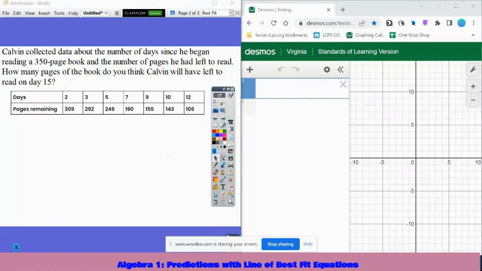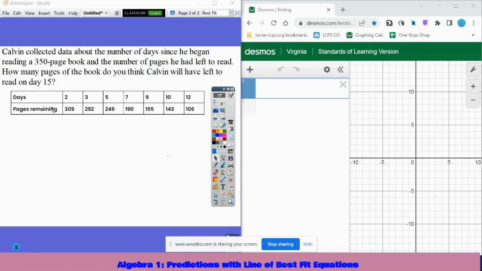Welcome. We're going to continue our explorations with line of best fit. In this case here, our problem talks about Calvin collecting data for the number of days that he's been reading a book that was 350 pages long and how many more pages he has left to go. So the question asks us, how many pages of the book will Calvin have left to read then on day 15?